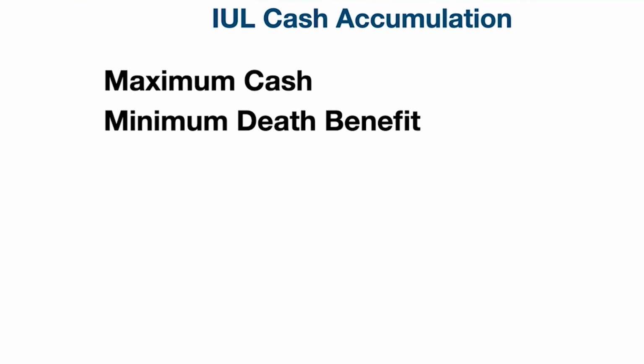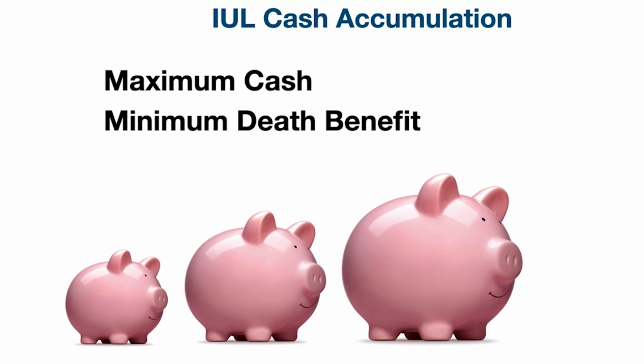Putting in the most cash with the lowest death benefit is the first and primary design step to maximize cash accumulation. I will discuss other design features and things you can do to help cash accumulation in other videos.